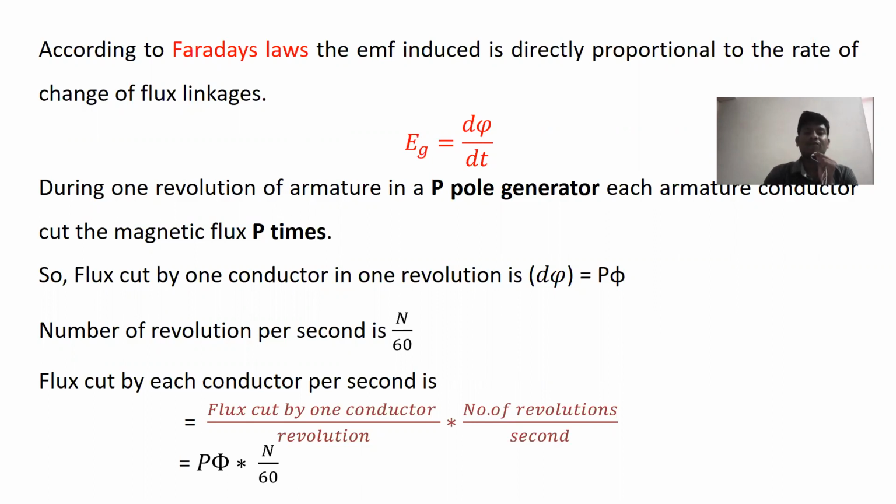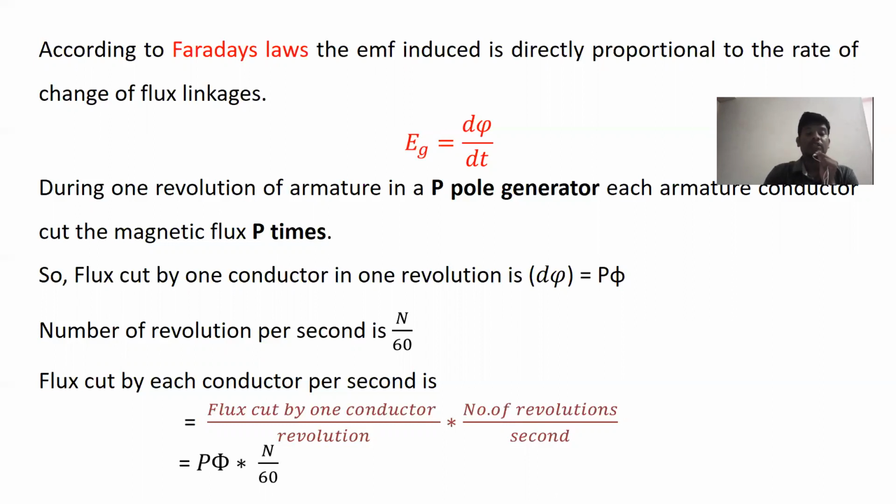So here we have P number of poles and phi equals flux per pole. What is the total flux cut by a single conductor? For one revolution, how much flux is cut by one conductor? That is simply taken as d phi. We know that the total flux per pole is phi and the total number of poles is P. So the flux per pole into the poles gives the flux. That's why d phi equals phi into P.